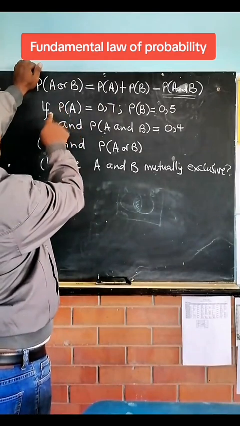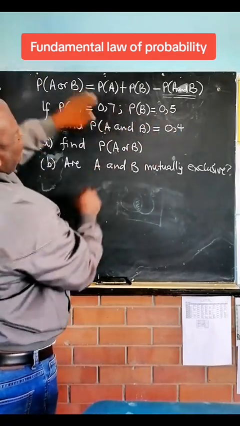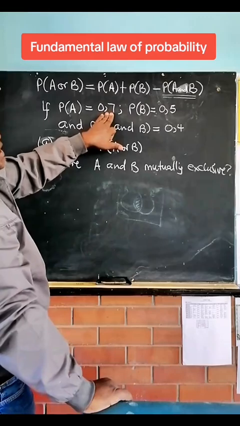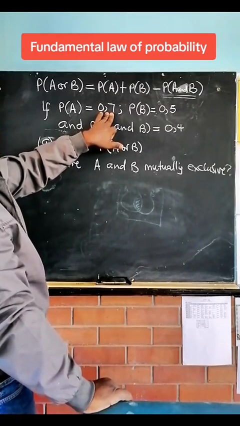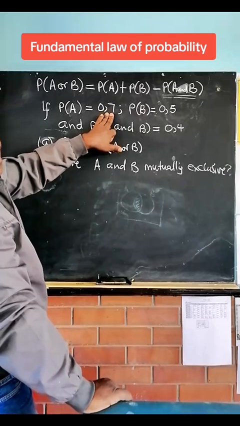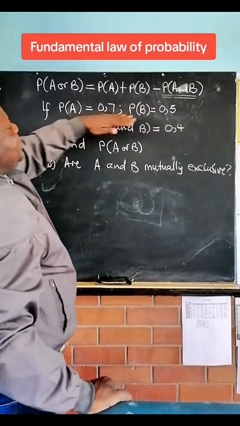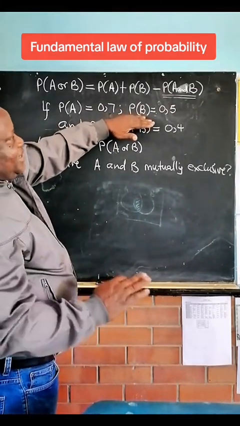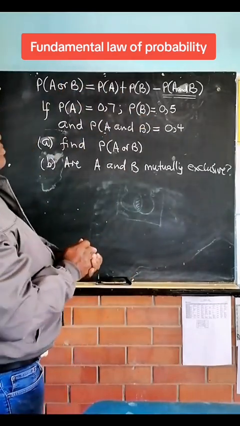So I have an example of probability of A given as 0.7. Probability of B is also given. If you look at 0.7 and 0.5, if you add those two, you will see that it will definitely exceed 1. 0.7 plus 0.5 is actually 1.2. And we cannot have probability going beyond 1. 1 is the maximum for probability. And what it means is A and B contain something in common. That one is a must. Otherwise, we will have a clear situation where probability goes beyond 1.